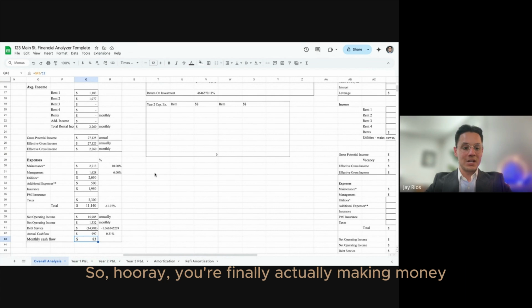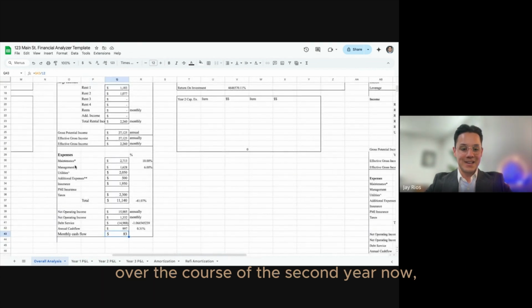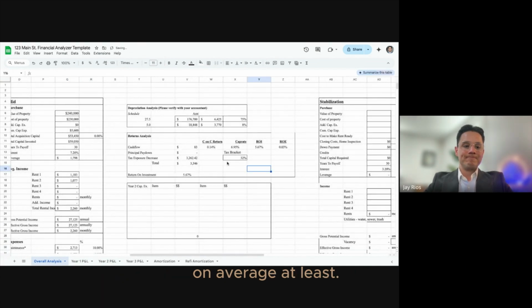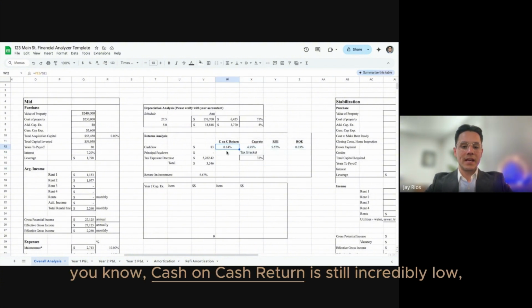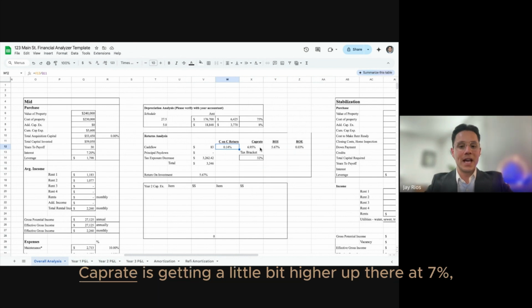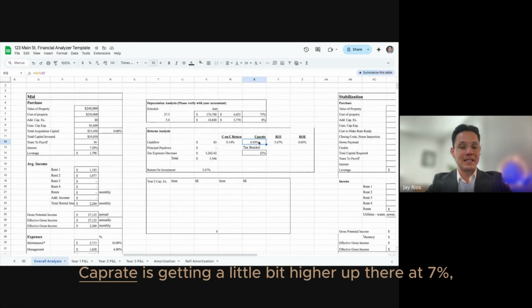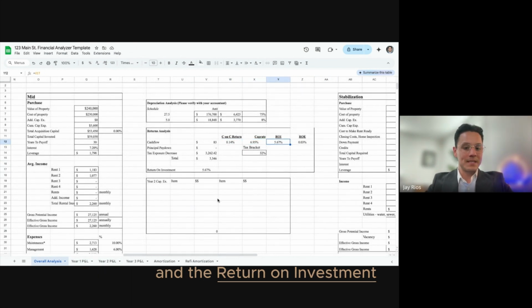The taxes also went up to $2,300, for example. So hooray, you're finally actually making money over the course of the second year now, on average at least. Now we can go back and see what these returns really look like. In this case, cash on cash return is still incredibly low. Cap rate is getting a little bit higher up there at 7%. And the return on investment is getting a little bit better too.